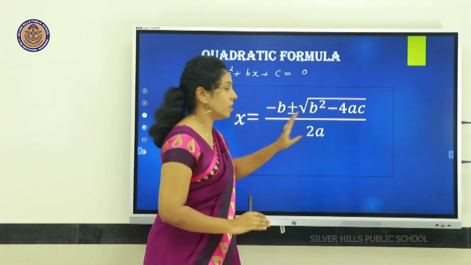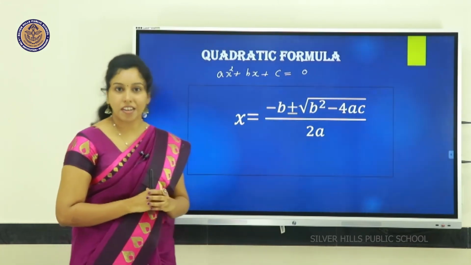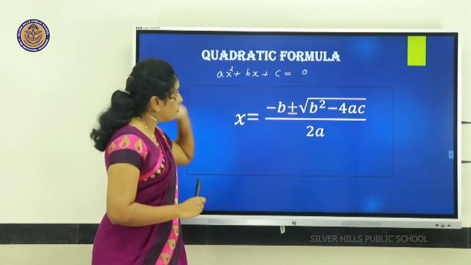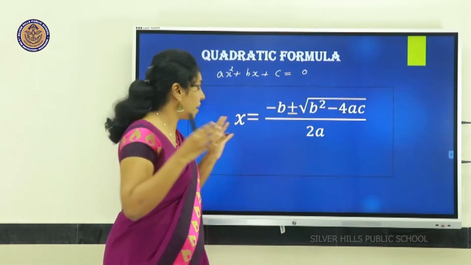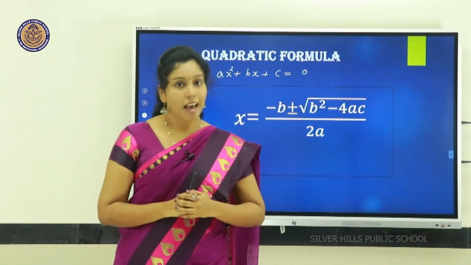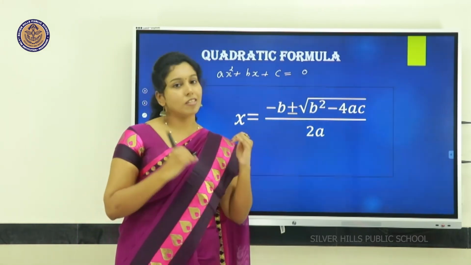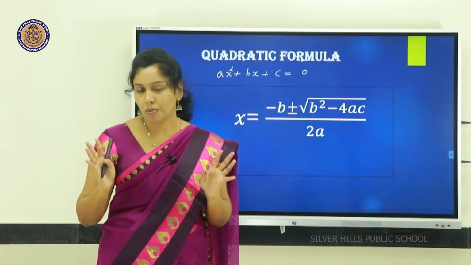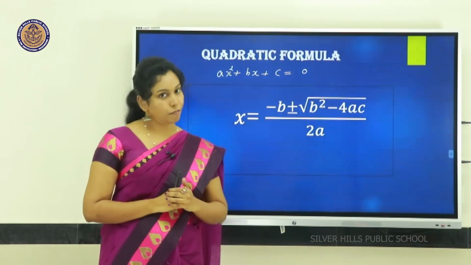Now a, b, c, all these things we know. From where do we get that? We get that from the quadratic equation. a is the coefficient of x square, and b is the coefficient of x, and c is the constant term. So it's just a matter of substituting all these values here, and then we get the answer. Now, some of you will be curious to know how this formula is derived. For examination point of view, that's not so important because questions won't come to derive the quadratic formula.